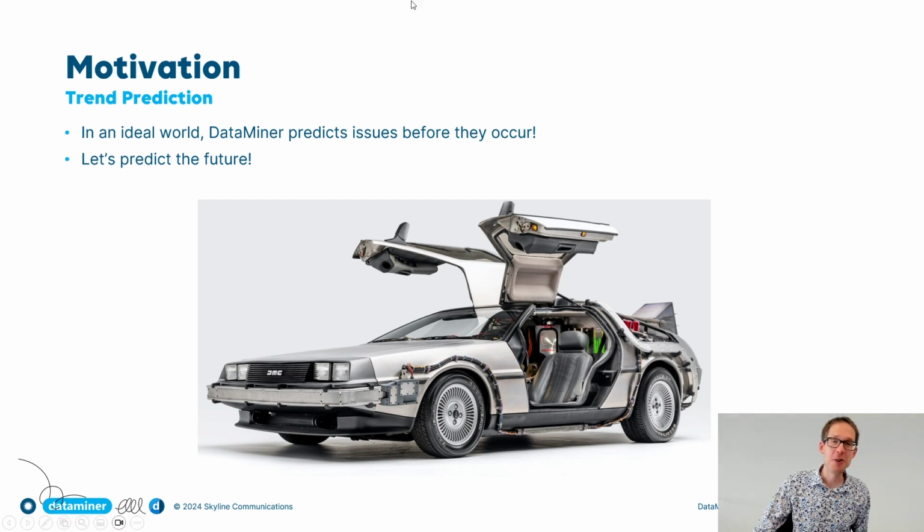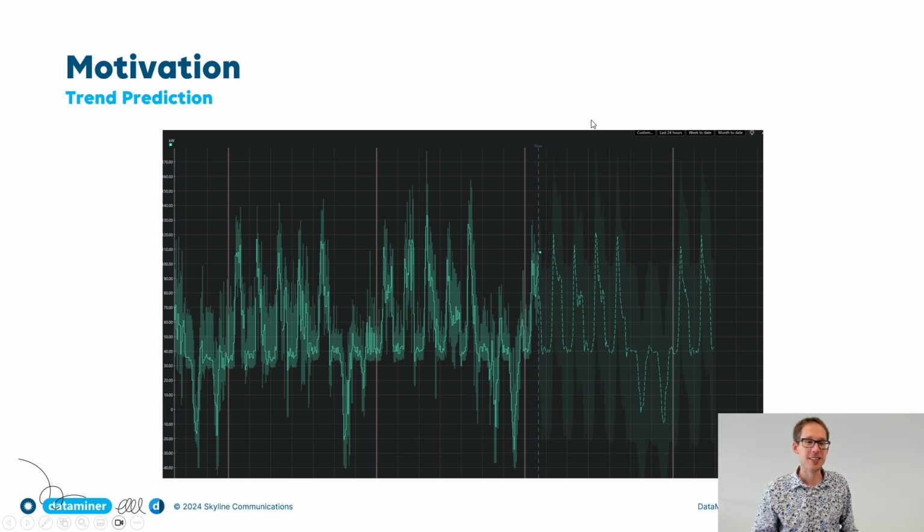Now, let me start by showing you what it looks like in DataMiner. So I'm going to show you a real life demo in the next video. For now, let's just look at this snippet. When you open up the trend graph of a parameter, this is the kind of thing that you typically see. You see here the historical behavior of the parameter. Then you have this now line, and then you see a prediction. That's the trend prediction algorithm in action.